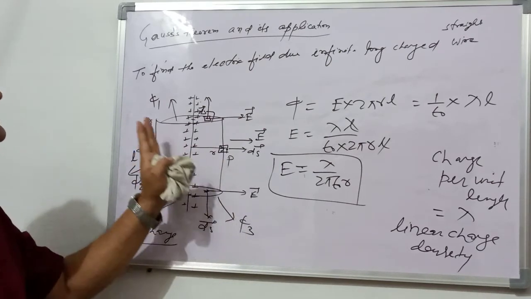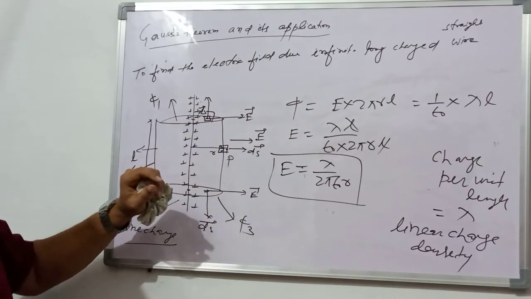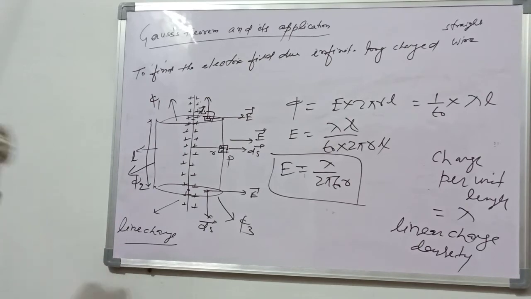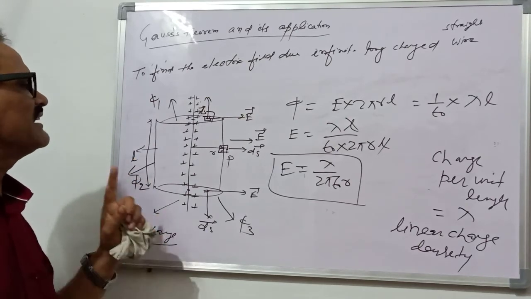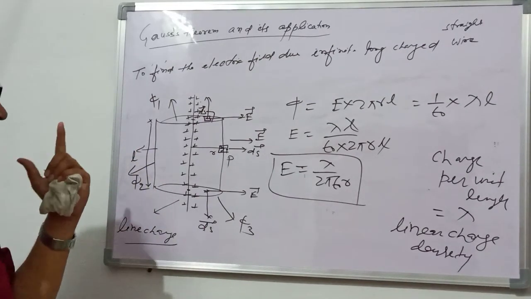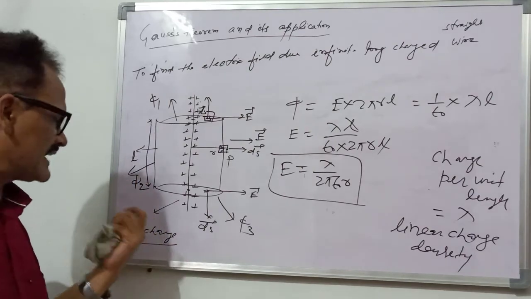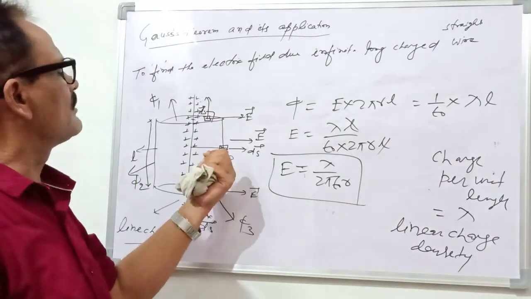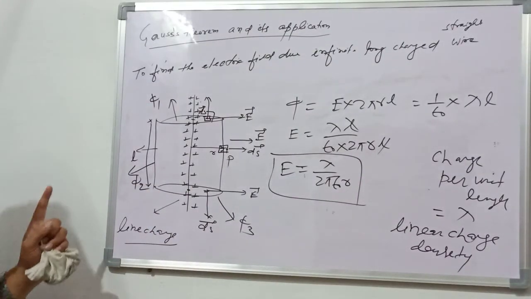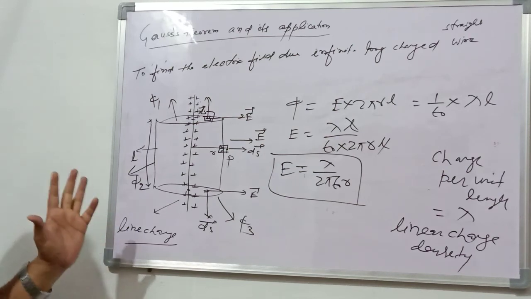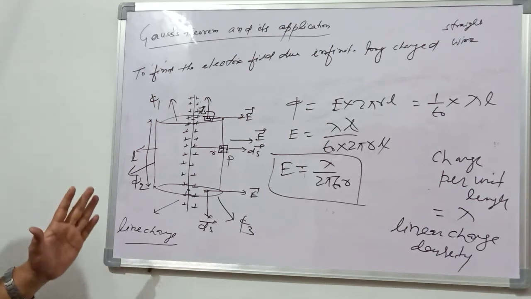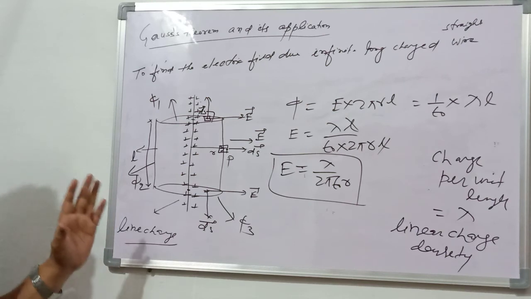Without Gauss's theorem, we can also calculate the electric field at this point using Coulomb's law, but that method will be very complex with very long mathematics. But by using Gauss's theorem, by a simple technique, we can get the electric field at a particular point. So this is very helpful. But one important thing is to select the Gaussian surface. A Gaussian surface means the surface that is used to apply Gauss's theorem.